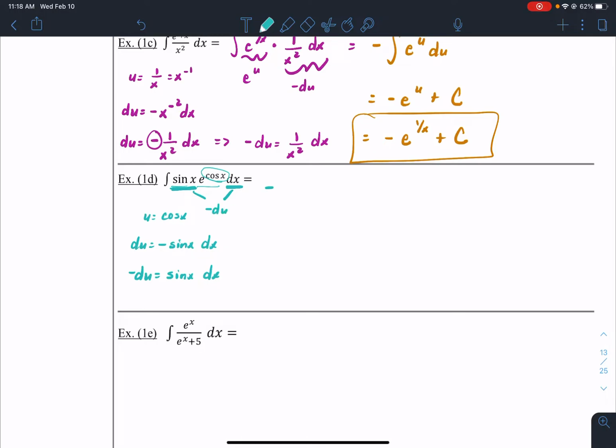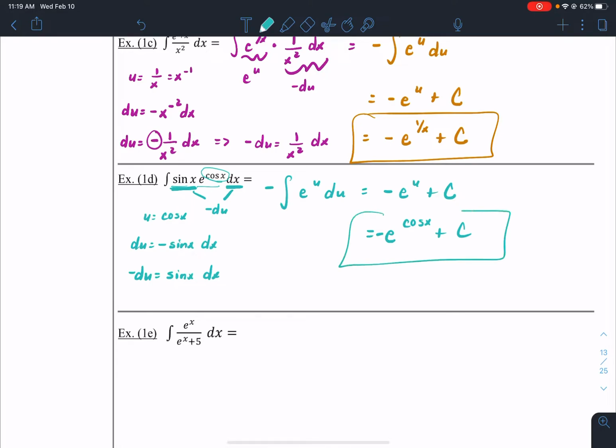So just like the previous problem, you've got a negative on the outside. You've got e to the u du. And the integral of e to the u is e to the u. And then you have to go back and plug in that cosine. Forgot that negative. There we go. Get that negative on there. So negative e to the cosine of x plus c.